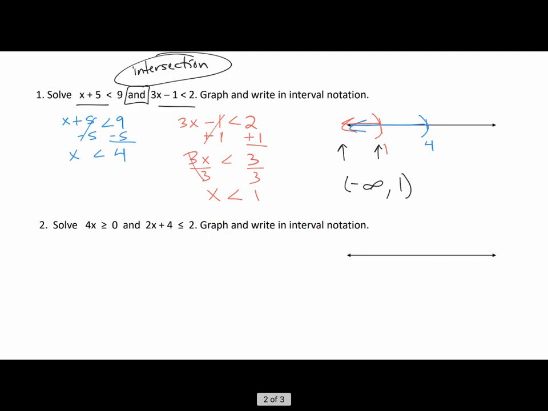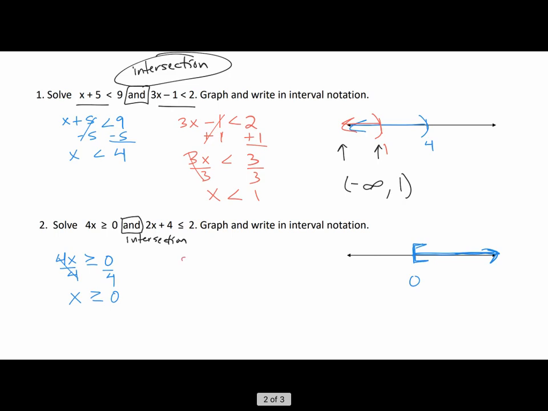So we won't include it in the solution of the intersection. And number 2, we want to solve the, again, "and," so intersection of these solution sets. Graph it and write it in interval notation. So let's look at the first inequality statement. 4x is greater than or equal to 0. So we need to divide by 4 to get x by itself here, and 0 divided by anything is still 0. So I've got 0, and the solution set for this inequality is everything more than, so points to the right, and including, so equals.